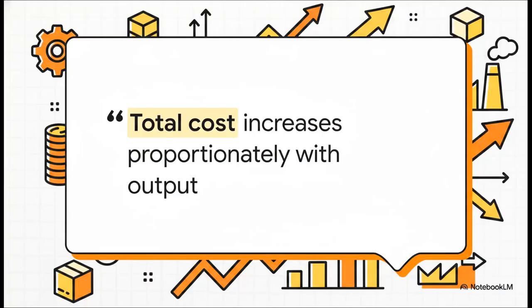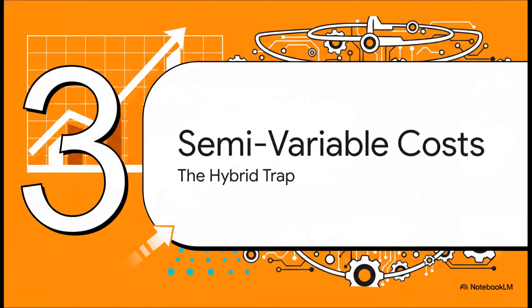Okay, burn this exact phrase into your memory. Total cost increases proportionately with output. If you are reading through a scenario and you spot those words, it is the ultimate giveaway for a variable cost. The examiner is literally handing you the correct answer on a silver platter, as long as you know how to decode their language. All right, Section 3, Semi-variable costs.